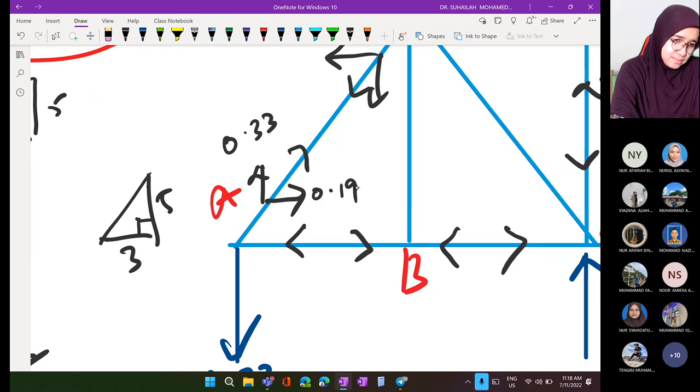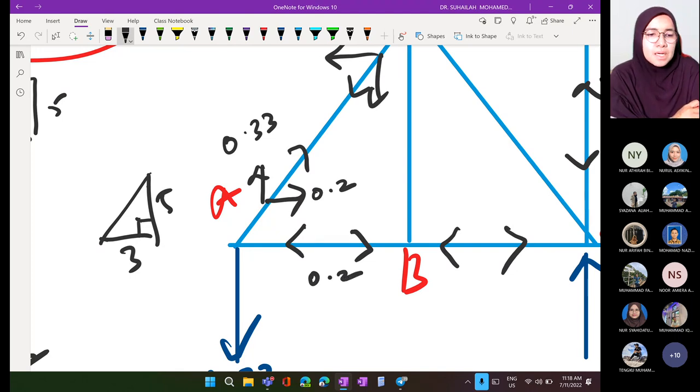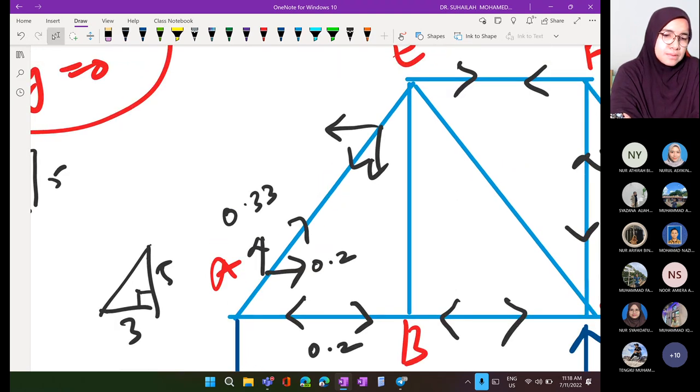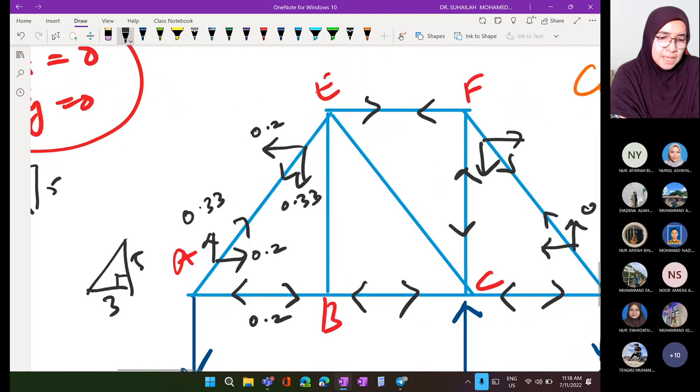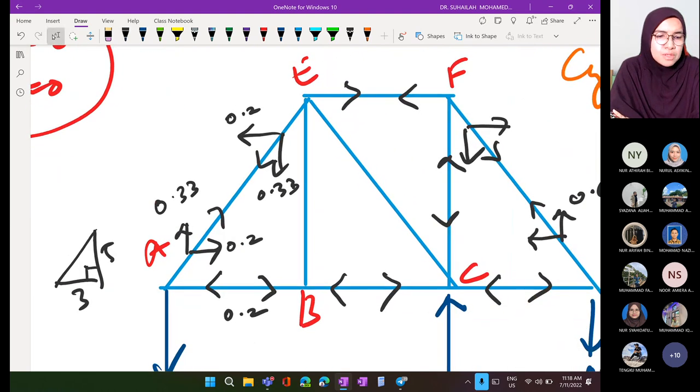0.198. Yes. Okay, so this is also 0.2. Okay. So this is 0.2. This is 0.33. Okay, hypotenuse, please check. Okay, EB. Okay, dekat B tu 0.2, dekat BC also 0.2 because dia satu dengan satu.